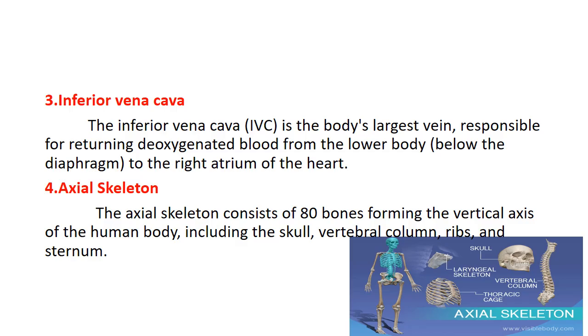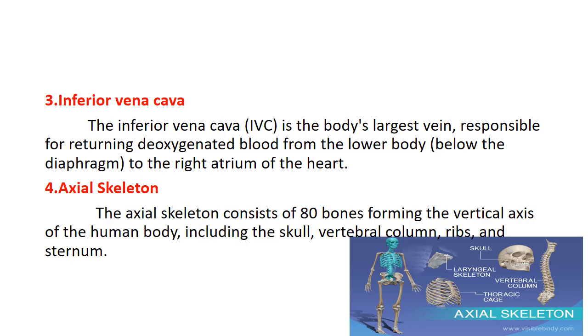Inferior vena cava. The inferior vena cava is the body's largest vein, responsible for returning deoxygenated blood from the lower part of the body, that is below the diaphragm. We know that the right side of the heart always carries the impure blood, so the inferior vena cava carries the blood to the right atrium of the heart.